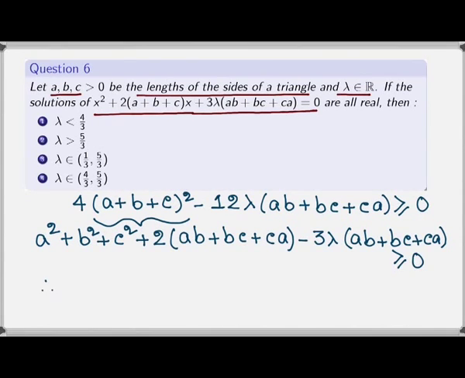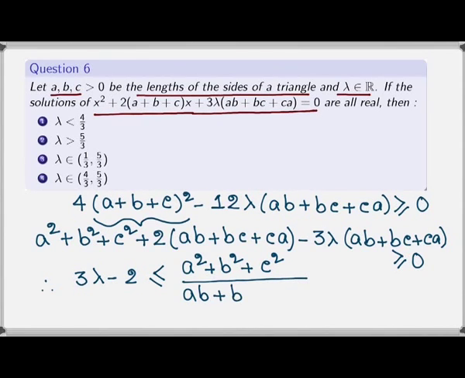So finally we obtain 3λ − 2 ≤ (a² + b² + c²)/(ab + bc + ca). Now we use the information that a, b and c are the lengths of the sides of a triangle. So a + b > c, a + c > b and b + c > a. So we have these 3 inequalities.